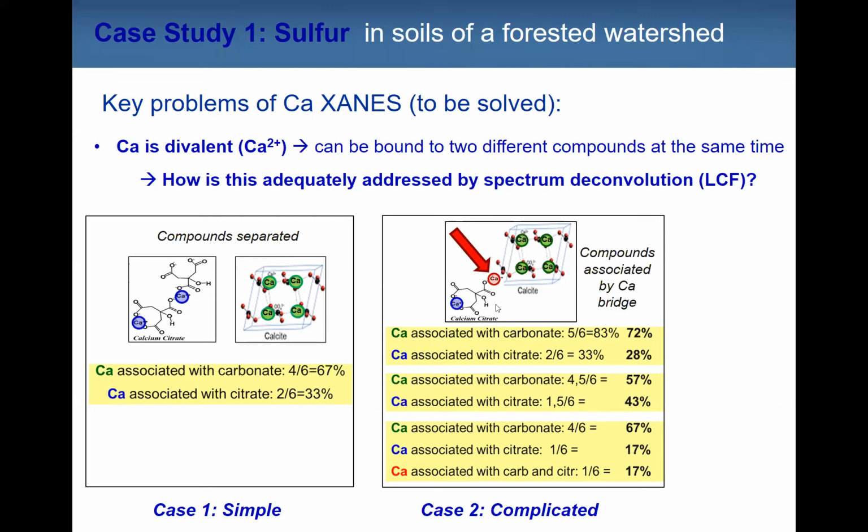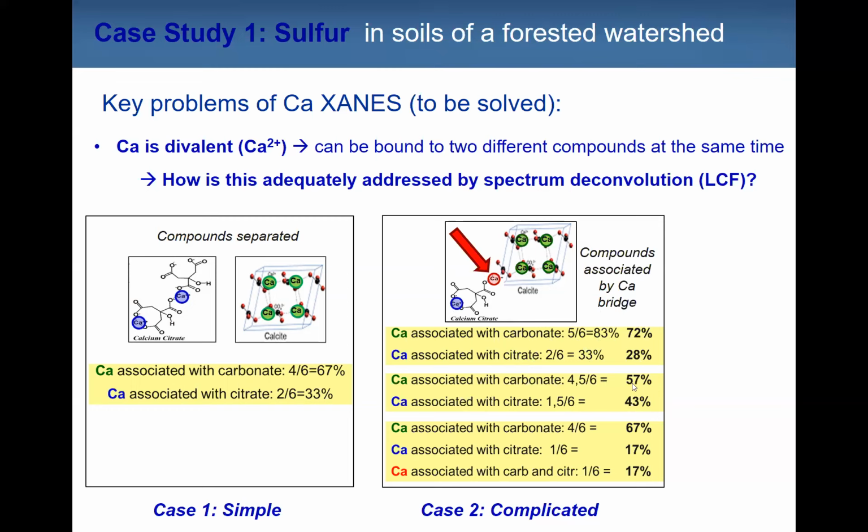Do you say, okay, if you count, 1, 2, 3, 4, 5 to carbonate, 1, 2 to citrate. So 5 of the 6 are carbonate associated, and 2 of the 6 are citrate associated. Then you normalize it to 100%, you end up with this result. If you say, okay, I simulate that half of the charge is associated to this one and half of the charge is associated to that one, then 4.5 calciums are carbonate and 1.5 are citrate. You end up with this result.